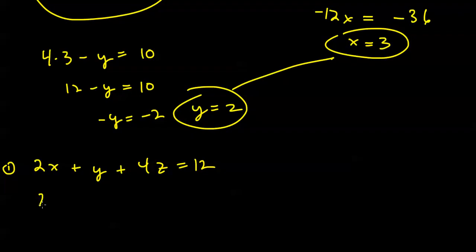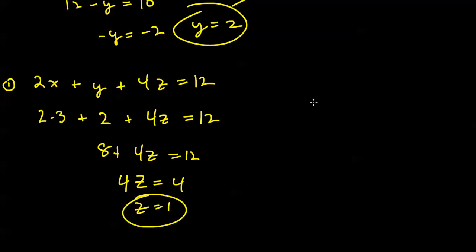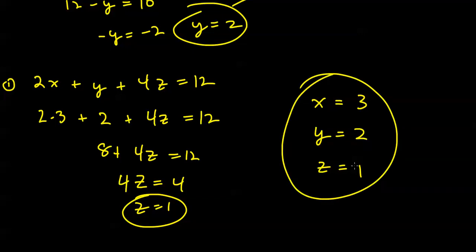So when x is 3, y is 2, and I can use those values of x and y to then solve for z. So 2 times 3 is 6. 6 plus 2 is 8. 8 plus 4z equals 12. 4z equals 4, of course, and z then equals 1. So when x is 3, we know y must be 2, and of course z must be 1 to solve this 3 by 3 system.